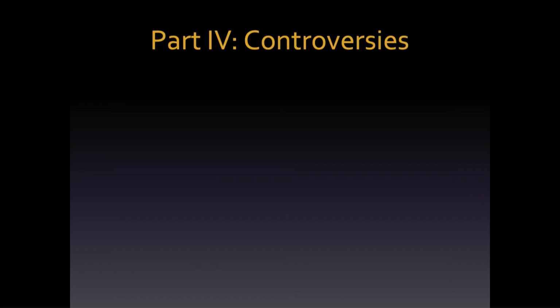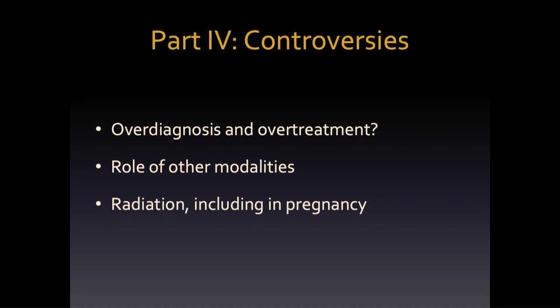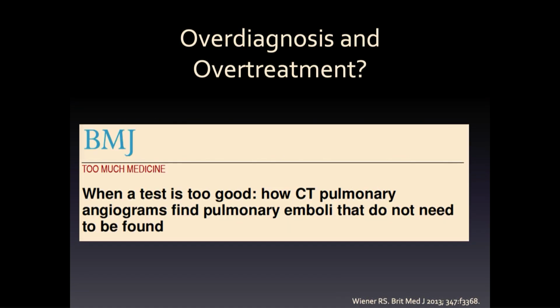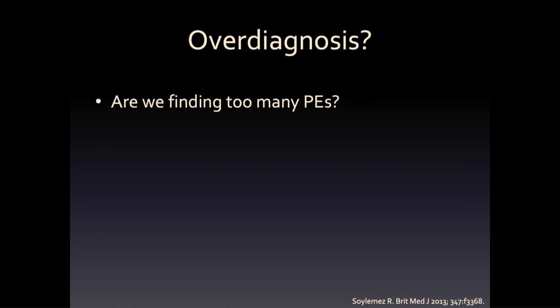All right, last one, controversies in the area of PEs. We have a couple. Instead of reading them, let's dive in. The biggest is, are we overdiagnosing? Here's a paper from a very well-respected journal, and this is the kind of criticism I like to get. Ooh, your test is just so good. It's a problem. So are we so amazing at finding PEs that we're finding ones we don't need?